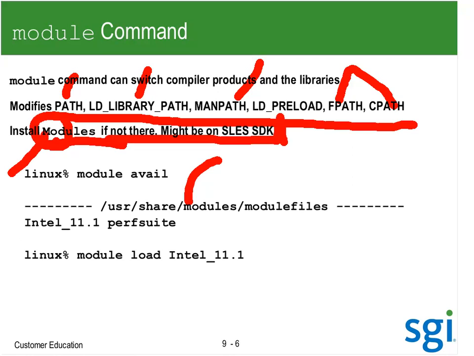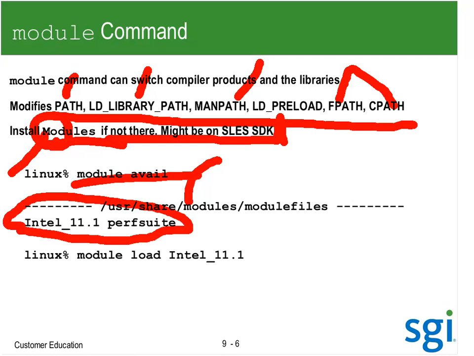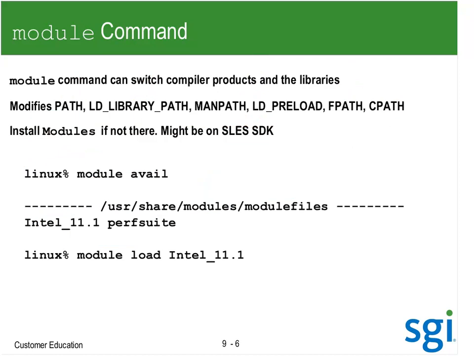So I do a module avail, and then it shows the modules that I can have. And you're going to want to get three modules in place: the Intel module, the perf suite module, and the PBS module. And again, avail will show me what I got, and then I can do a module load to get the particular product. On our benchmarking machines, you may have 30 or 40 different modules for each flavor of Intel compiler.